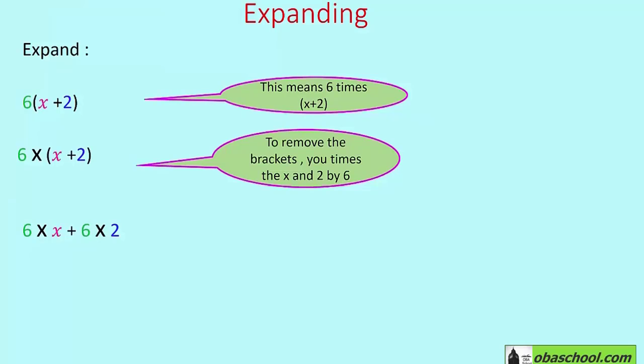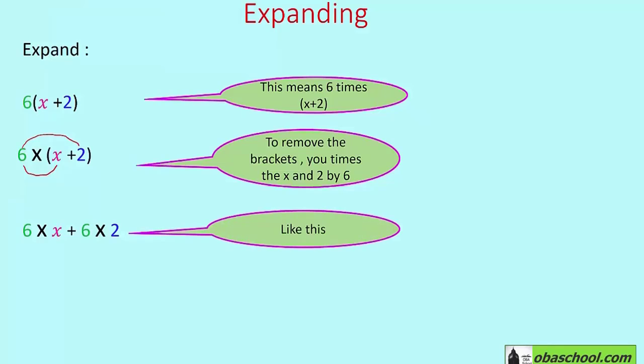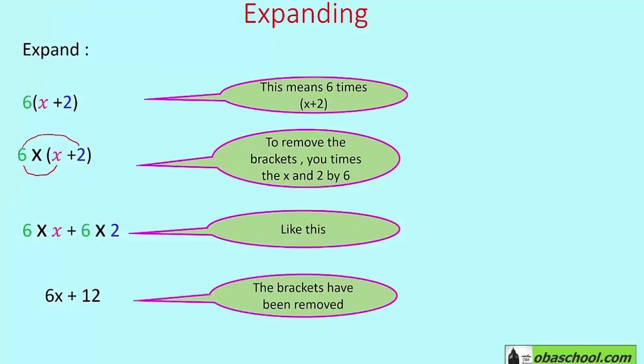And in this way, 6 is entering into the first term in the bracket, which is x, and then to the second term in the same bracket, which is 2. Like this, 6 times x plus 6 times 2. Now 6 times x equals 6x, plus 6 times 2, which is equal to 12. And the answer is 6x plus 12 without any brackets.